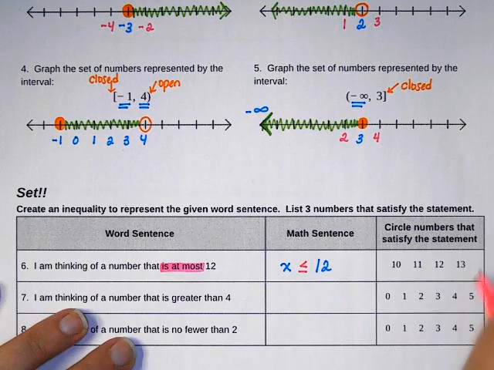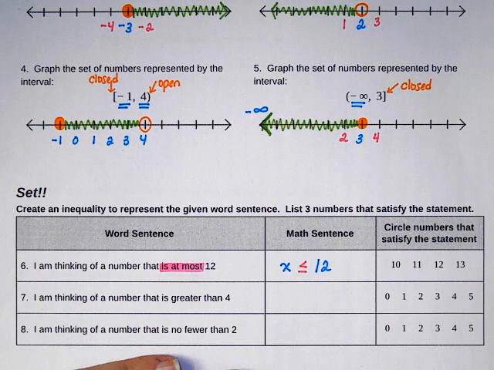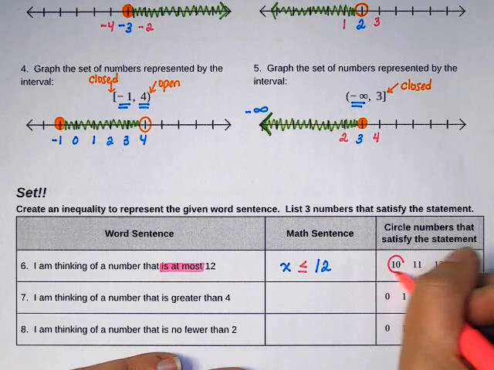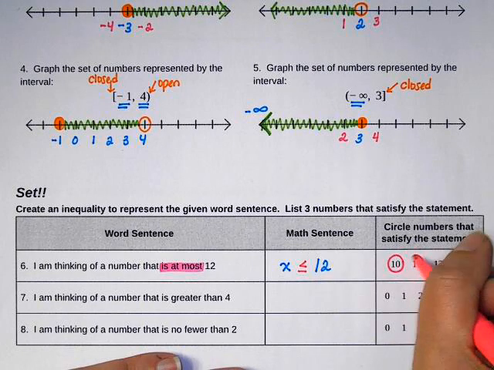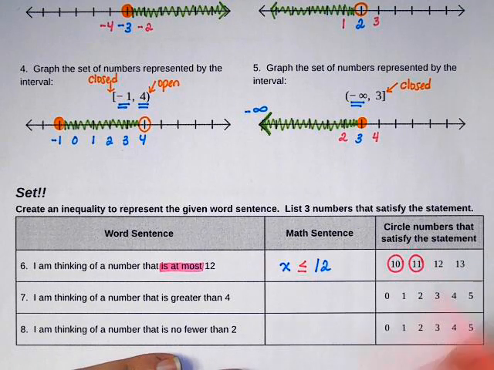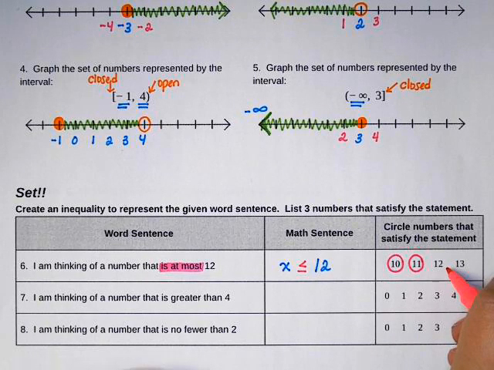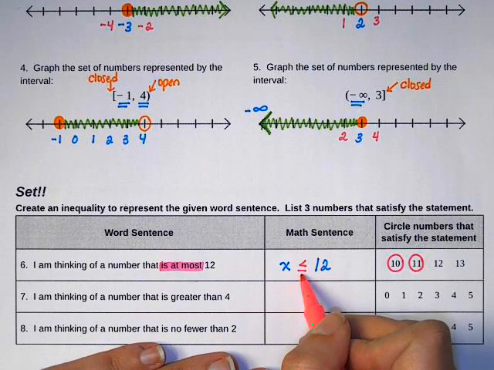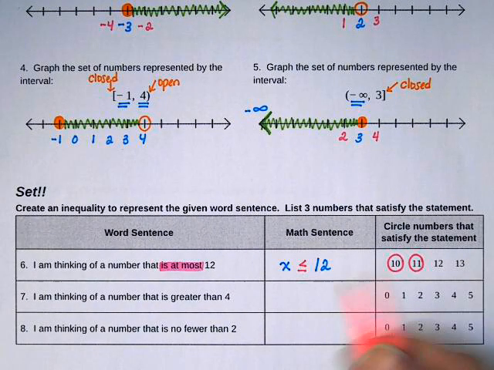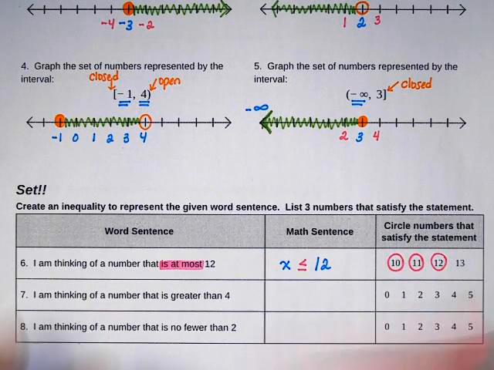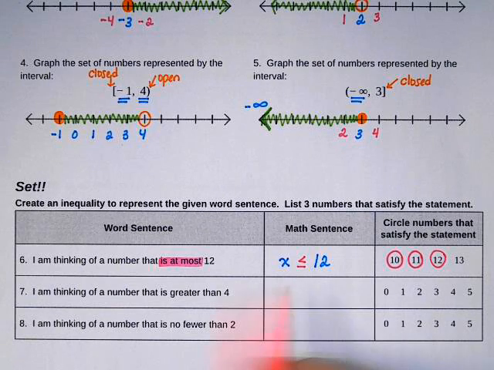Next, I'm going to circle the numbers that satisfy the statement. So the number 10 is less than the number 12. So is the number 11. The number 12 I really have to stop and think about sometimes. Because this is less than or equal, I get to include the number 12 in my answer. If this was just a less than, I would not include the number 12 in my answer.